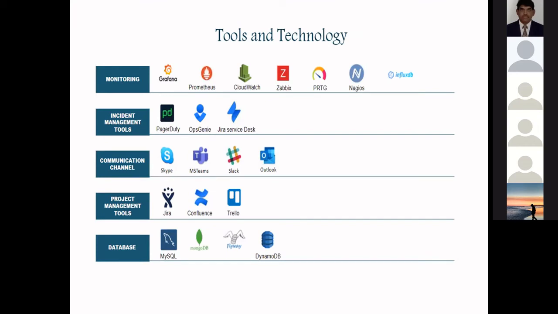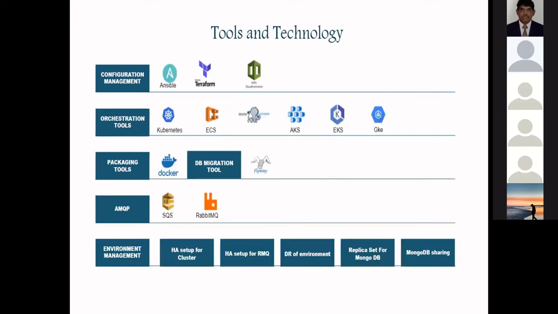So these are all the mostly used tools which are used by AWS and DevOps engineers. And configuration management tools, Ansible and Terraform. Ansible is used for automation purposes, where instead of doing things manually, we just write a playbook with whatever we want to include. So we just write the code, and then this Ansible tool automates the task. And orchestration tools, Kubernetes and ECS, and the packaging tool, Docker. Docker is one of the things where most applications are deployed, and AMQP and SQS.